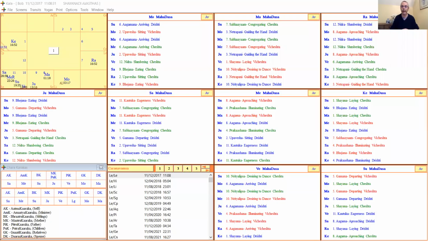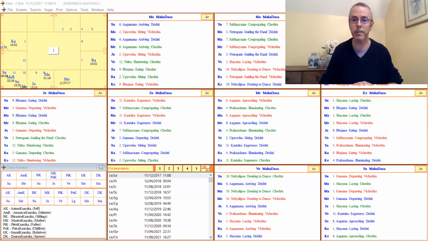But one of the things that I am most especially excited to share with you on this nakshatra course are the Shayanadi avastas. Now, these determine the condition in which an individual is going to approach a planet during a particular dasha period. And I'm going to take you into Kala software just to share this with you now. Let me make my head a little bit bigger, as if it wasn't big enough already.